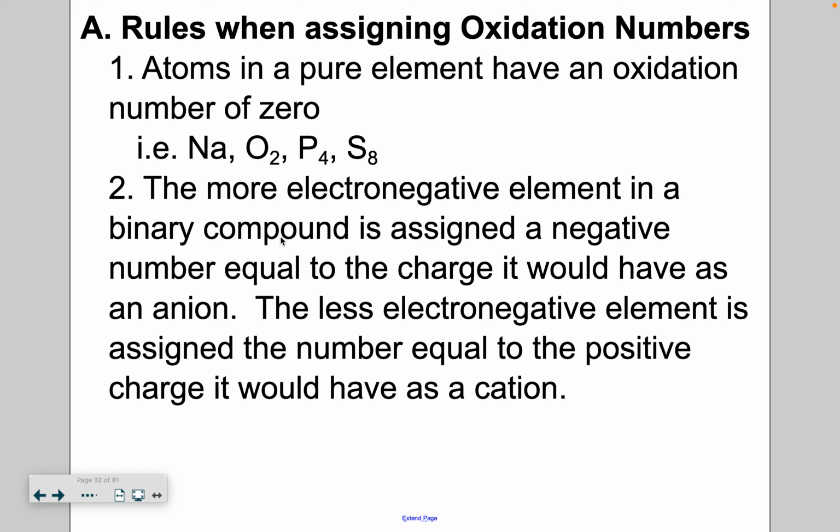So here are the rules. There's quite a few rules. Some of them are pretty self-explanatory, or just like, oh yeah, that just makes sense.